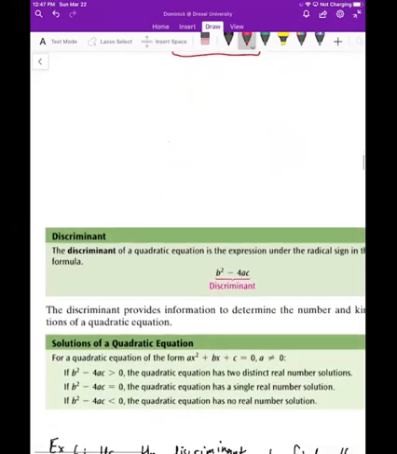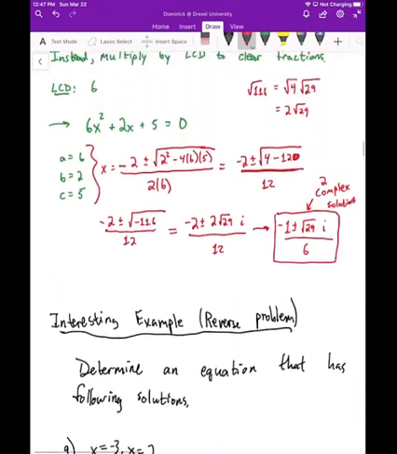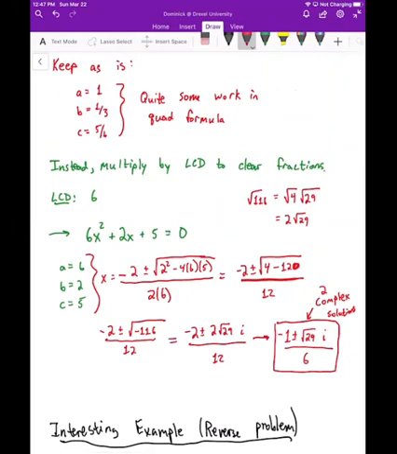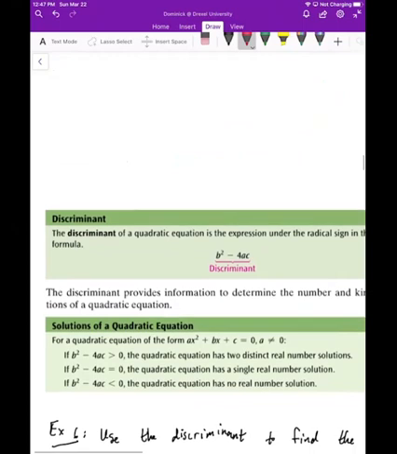Now, one thing that we mentioned earlier was that depending on what happened underneath the square root, we got different types of answers, right? In the third example, we had a negative in our square root, which gave us two complex answers. In our second example, we had 0, so that gave us one single real number solution. And in the first one, our square root was positive, so we had two different real number solutions. And that's what this is saying here.